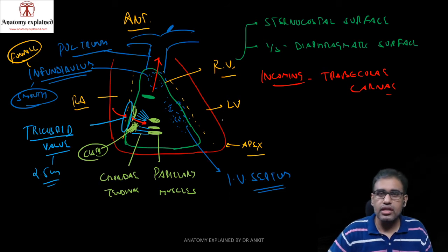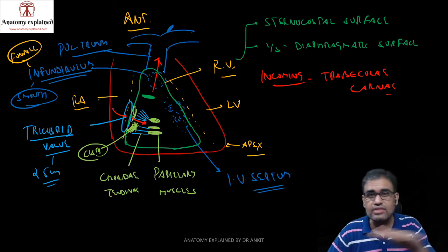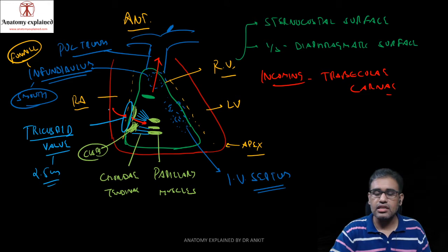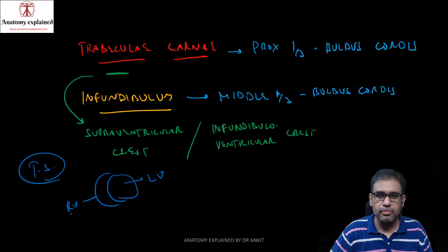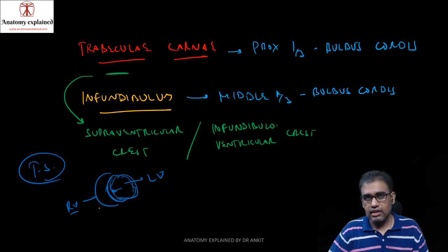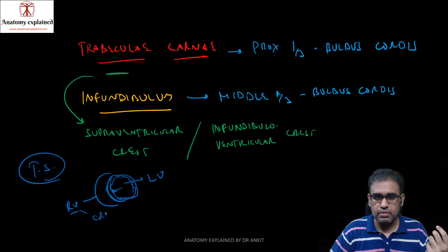So if we take a transverse section, then the right ventricle in the TS would be crescentic in shape, and the LV would be circular in shape. If this is the LV and that is the RV, then the interventricular septum is pushed towards the RV because of the thickness of the wall of the LV. Therefore, in the TS, the RV will look more crescentic, and the LV will look more circular.